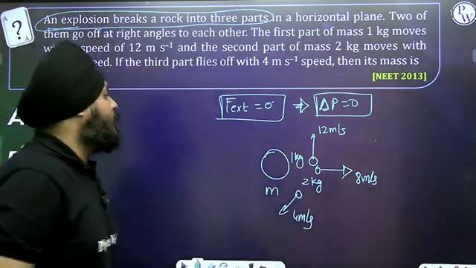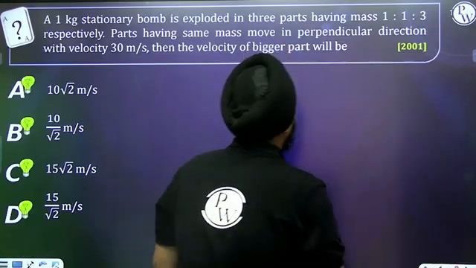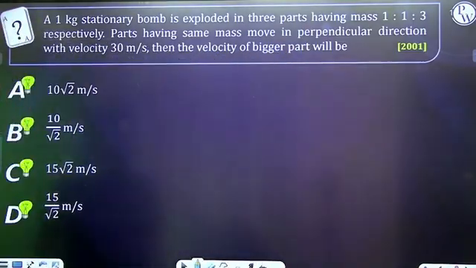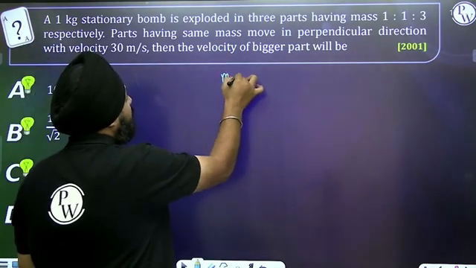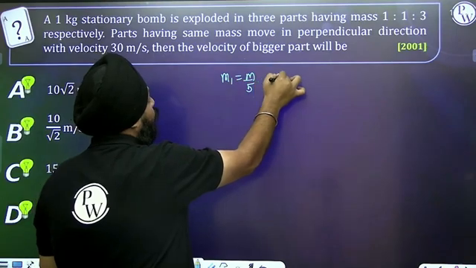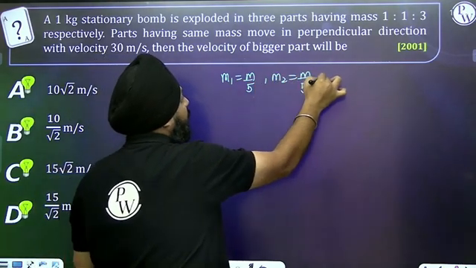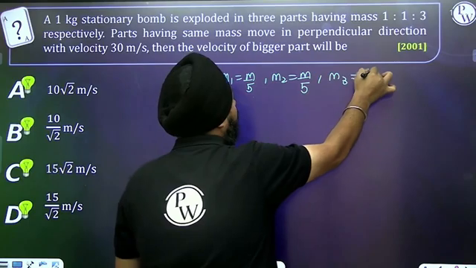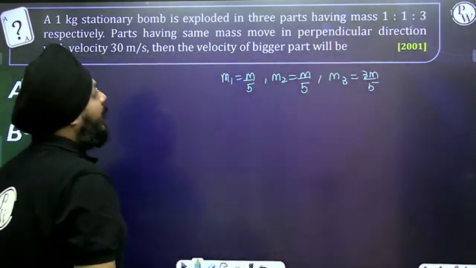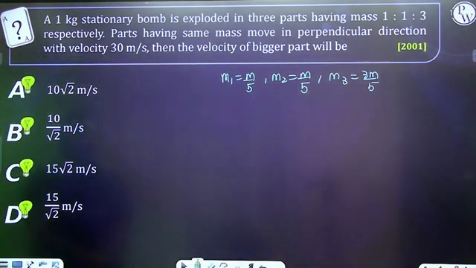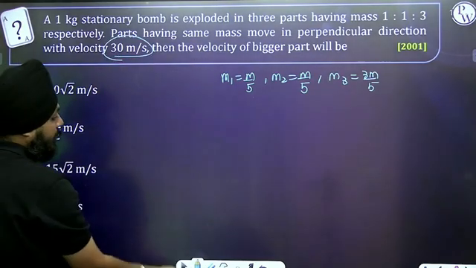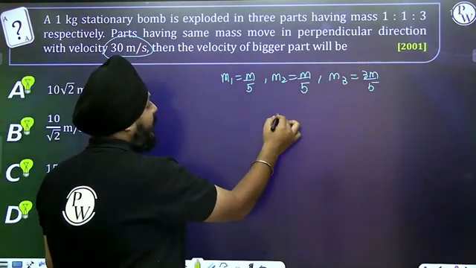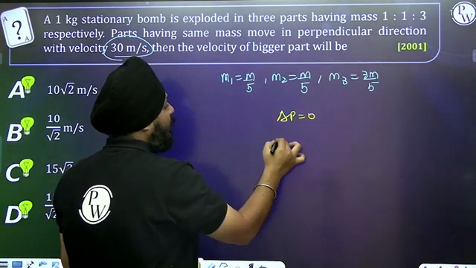Okay, let's move on to the next question. A 1 kg stationary bomb is exploded into 3 parts. Again, see, m1 is equal to m by 5, m2 is equal to m by 5, m3 is equal to 3m by 5. It exploded into 3 parts and the mass ratios are given. Parts having the same masses move in perpendicular directions with this velocity. What is the velocity of the bigger part? Awesome question. Direct momentum is conserved.